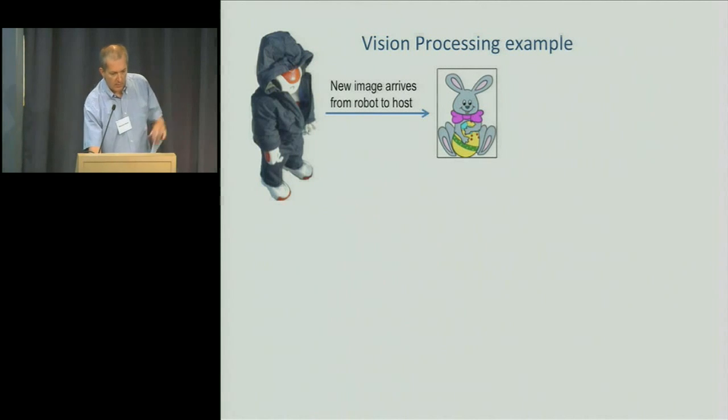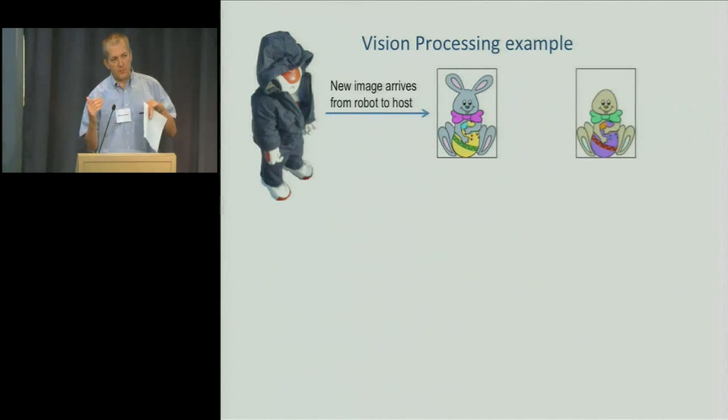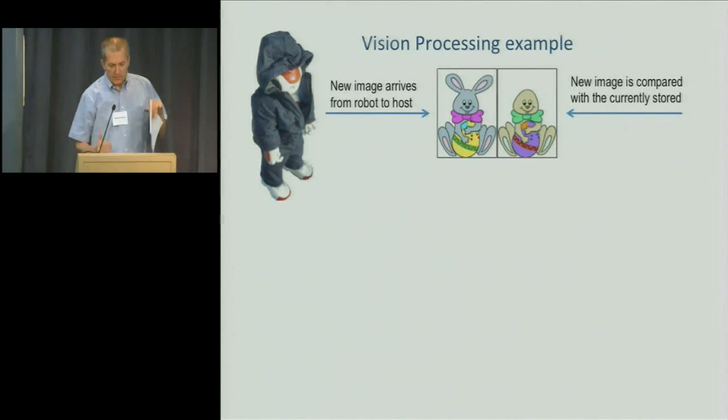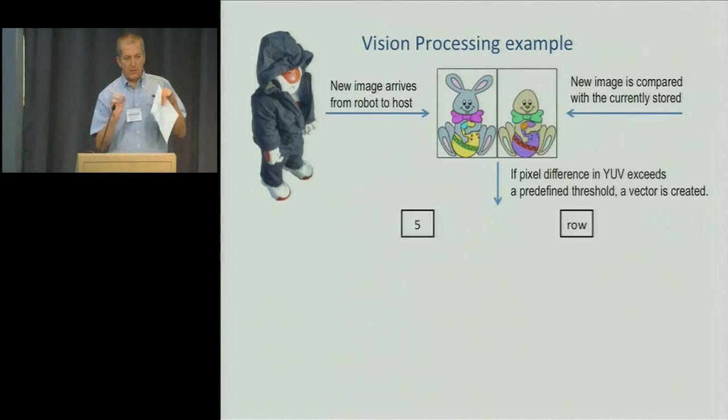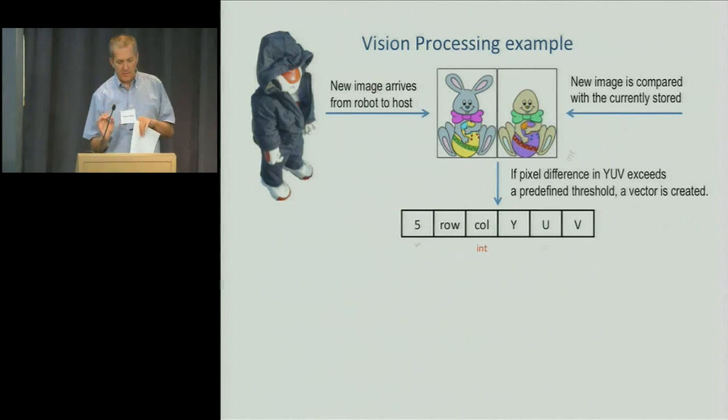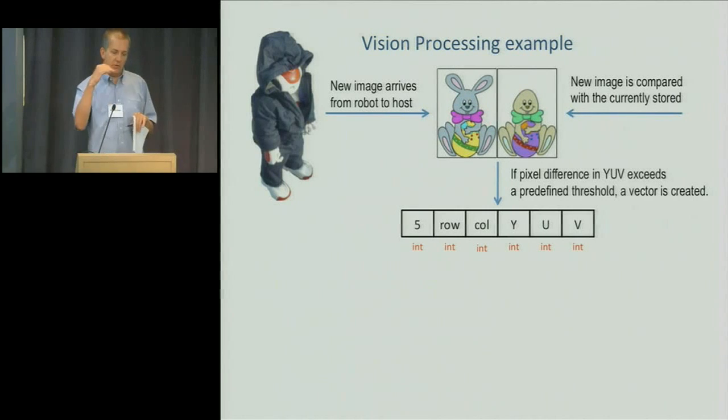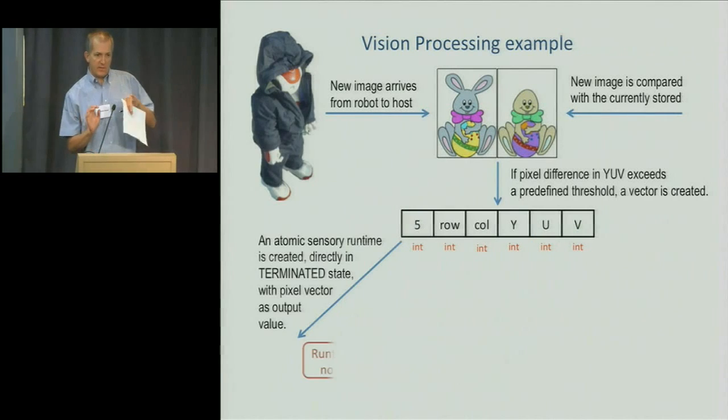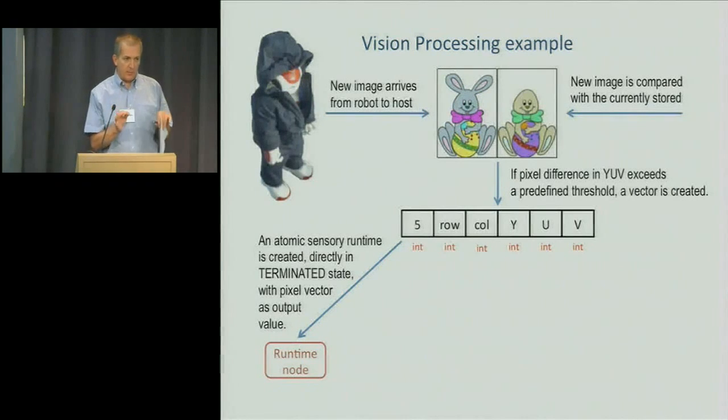And here's another example of how the processing of vision is performed. First, an image comes from the robot to the host, and is first compared with the currently stored image. And on the basis of difference between individual pixels, a vector is created if it's beyond a threshold in difference. And from this vector, what is created is a sensory atomic visual runtime. So a runtime with this value of output.